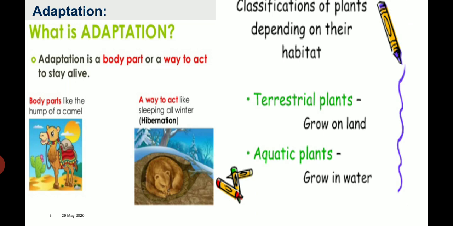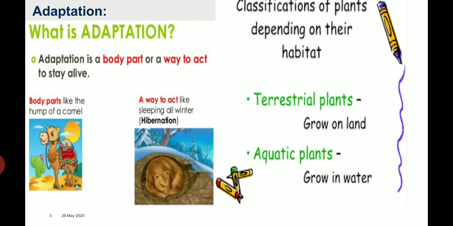Now we know what a habitat is, right? Now, what is adaptation? Tell me, a camel. Look at the picture. Can a camel live on the plain surface? No, it lives on sand, particularly in the desert, isn't it? That is its adaptation. It adapted its body. And here is another one: hibernation. Few animals only will sleep in the winter season or in the summer season, right? So that is called adaptation.